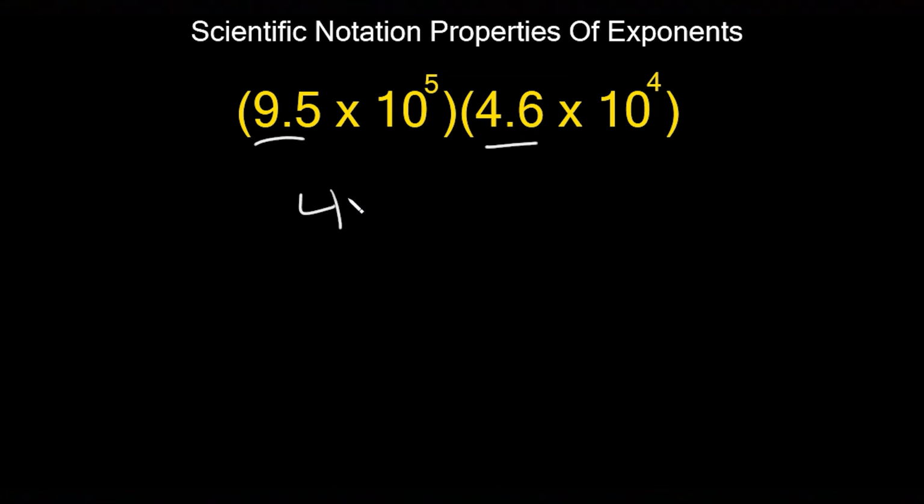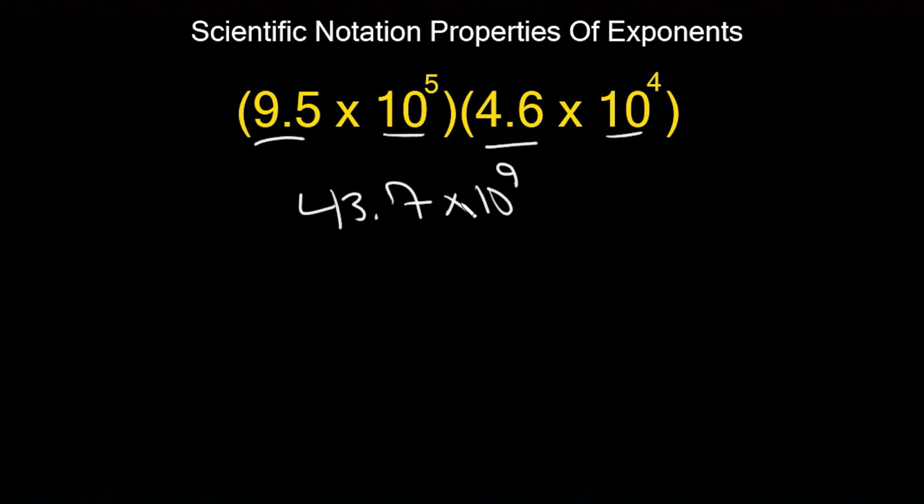So I'm going to go ahead and write 43.7. And again, we know that this number has to be greater than or equal to 1 and less than 10, but we'll fix that after. And then I have times 10 to the power of. Now think about it. I have a base of 10 here and a base of 10 here. I'm multiplying, meaning I can add the exponents. So all you're going to do here is do 5 plus 4, and you're going to get 9. So I put 9 here.